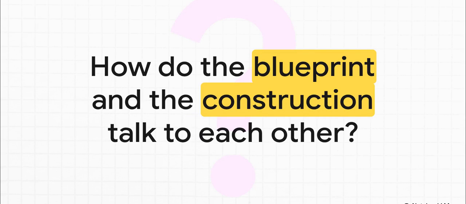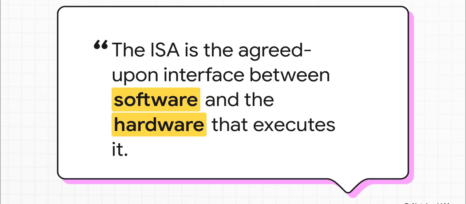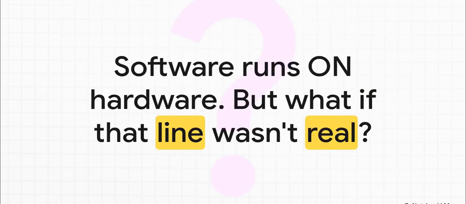Okay, so we've got the blueprint, the architecture, and we've got the actual building, the organization. So how does the software, which is designed for the blueprint, actually tell the physical machine what to do? There's got to be some kind of translator in the middle, right? And there is. That translator is called the ISA, or Instruction Set Architecture. A good way to think of it is like a contract between the hardware and the software. It's the official language they both agree to speak. The ISA is what lets the software talk to the machine and tell the hardware precisely what it needs to do.